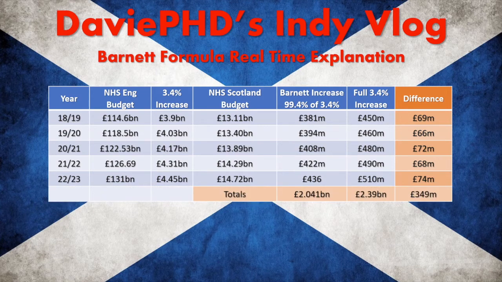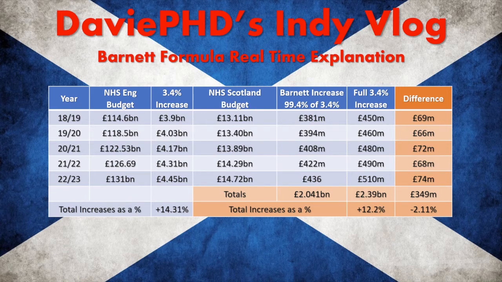Throughout the whole programme, Scots' health spending will increase by £2.041 billion, but if we're given the full 3.4%, we should have £2.39 billion. That's a difference of £349 million, or 2% less of an increase throughout the 5 years than England. As you can see, the Barnett formula doesn't pass on the full 3.4%.